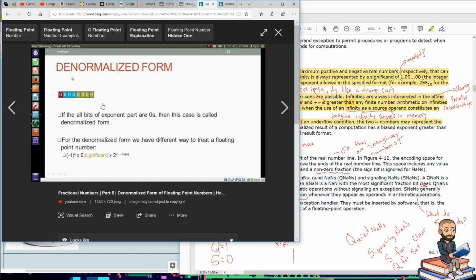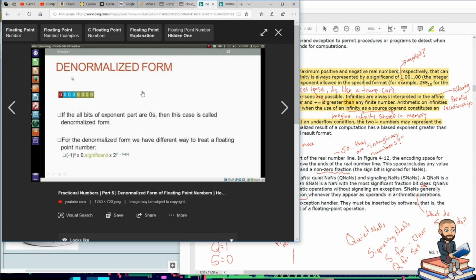Denormalized is a situation that happens, and there's good reasoning for it, but when it's happening, all bits of the exponent are going to be zeros. And in this case, like it says right here, when you see all zeros in the exponent, you know you're looking at something that is in its denormalized form.